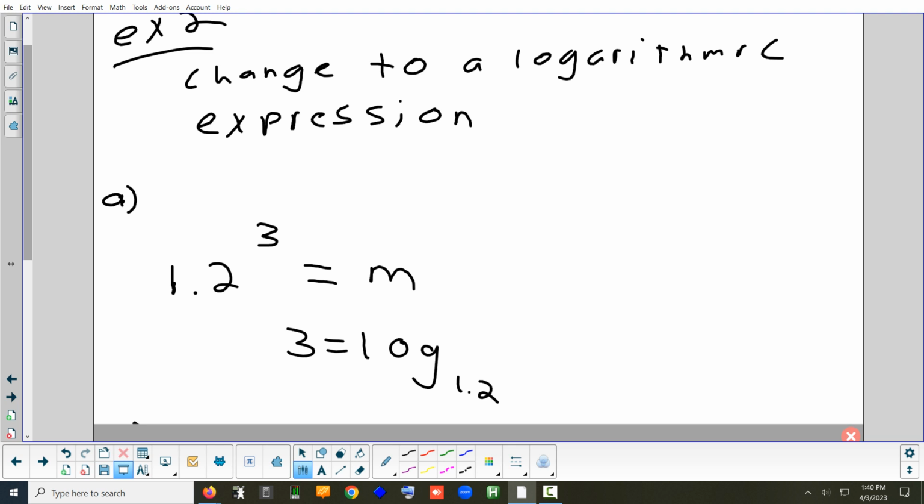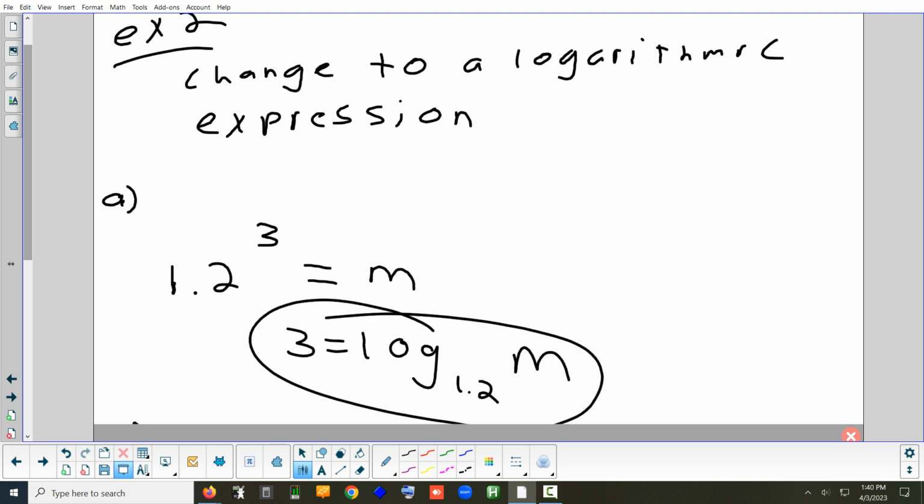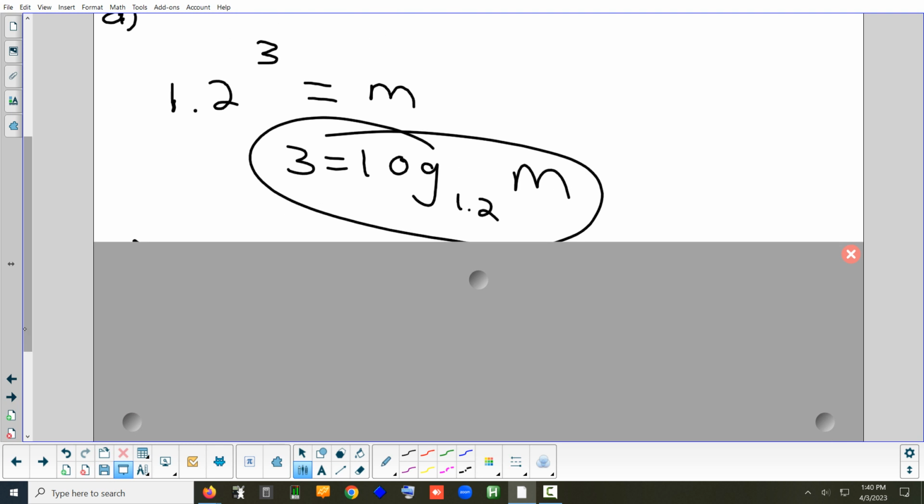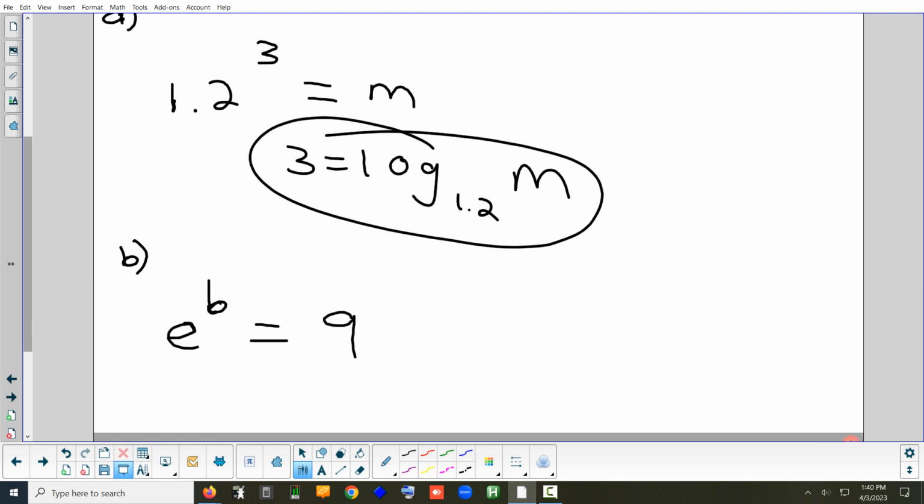Logarithm equals the exponent. And the only thing we have left is the argument. And we know where to look for that because it's always by itself. What's going to be my argument? M. There you go. So that's an example of the reverse of what we just did. Any question on that? Try another one.